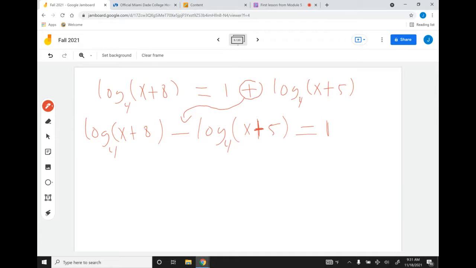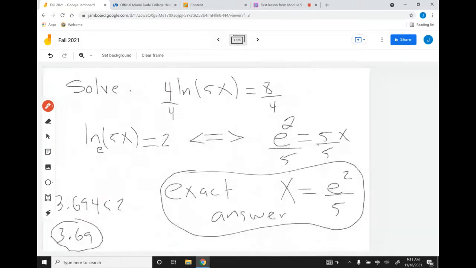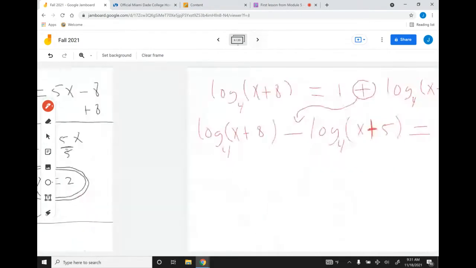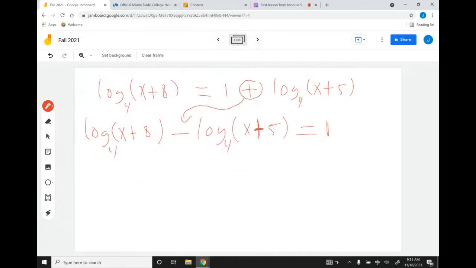Okay, all right. So what do we do next? Then I'm going to write these 2 logs into a single log using, once again, this property. So let's do that and let's see how that's going to look. This is going to look as a single log. I'm going to have a big bracket. I'm going to put x plus 8 over x plus 5, bracket or parenthesis, it doesn't have to be a bracket, equals to 1, base 4. You see?